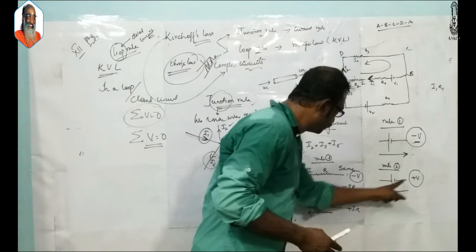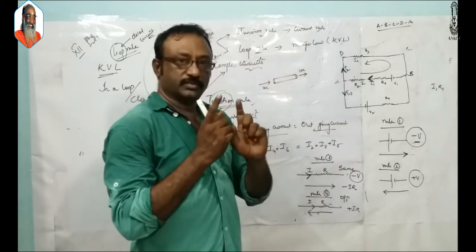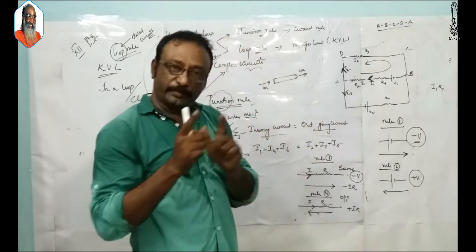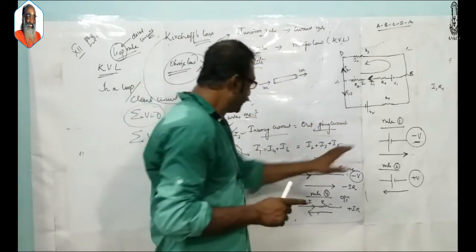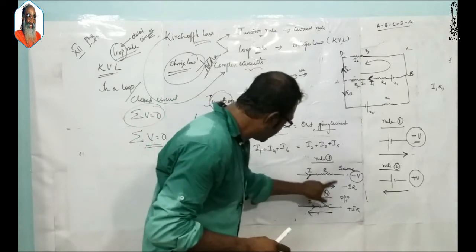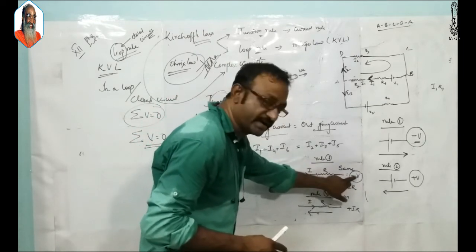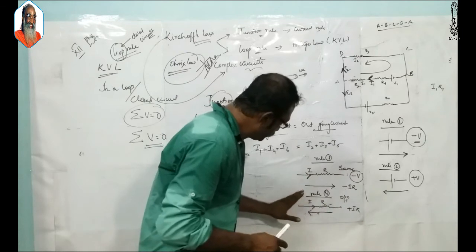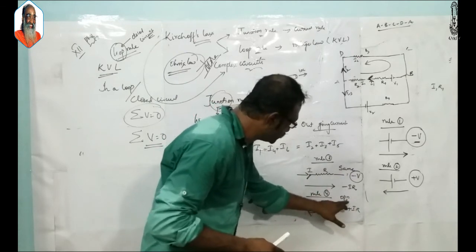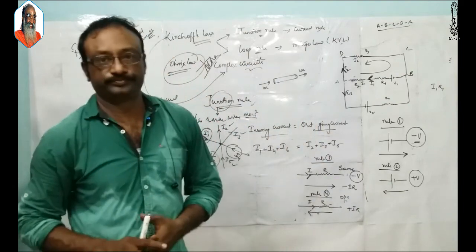Okay. Now rule 3. If the current direction and your direction both are the same, take it as minus V. If the current direction and your direction are opposite, P, opposite is P, so it is positive. So after understanding these 4 rules, this is the basic rule, applying this to what you call a loop or mesh.